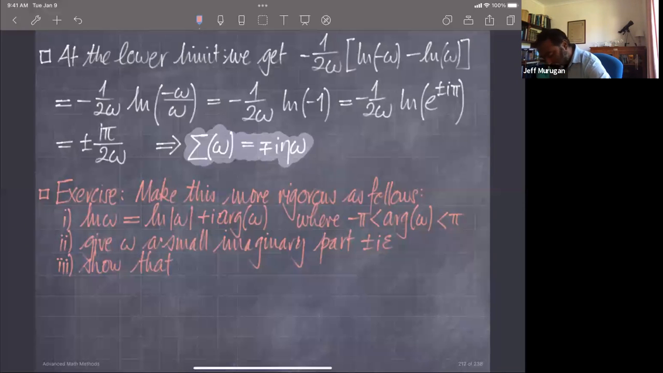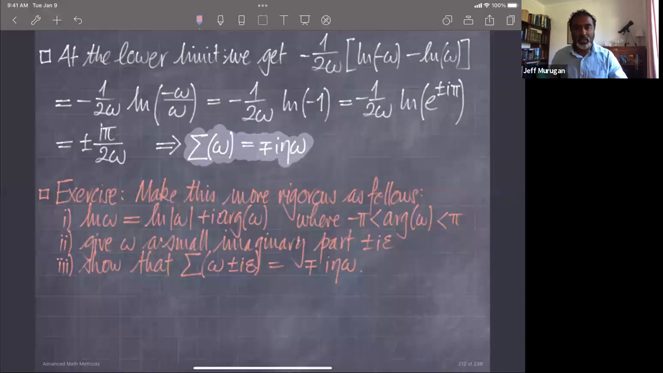with this, sigma of omega plus or minus I epsilon is minus plus I eta omega. Okay, so this is how you would make this argument rigorous. It's basically shifting omega off the real axis and then showing that the self-energy evaluates to that.